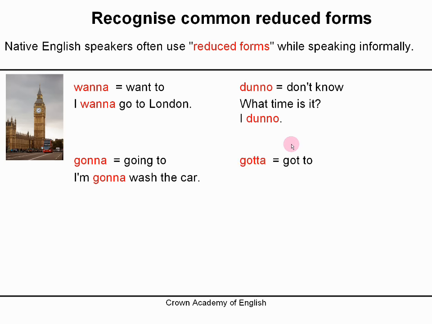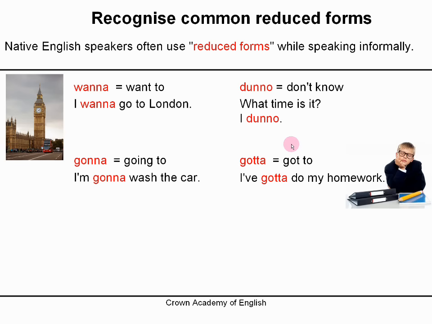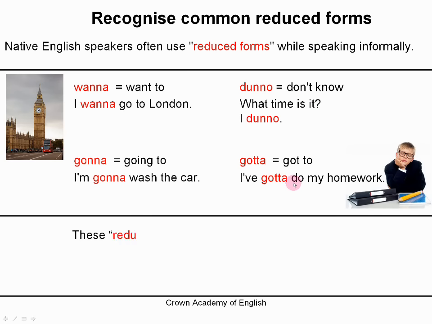And the fourth very common example is gotta. This means got to. So it means when you have to do something. I've got to do my homework. Means I have got to do my homework. I must do my homework. Okay, so these are very common reduced forms that native English speakers use.